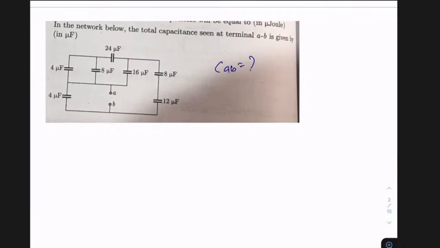One thing I can tell, this 8 and 12 are in series. So this equivalent capacitance, if I ask you how much is it? This is 12 into 8 divided by 12 plus 8.